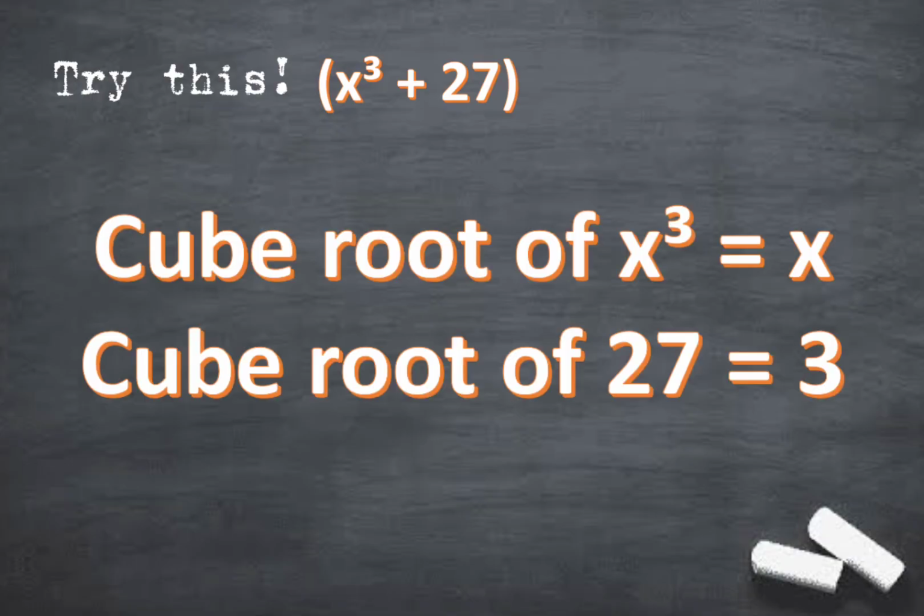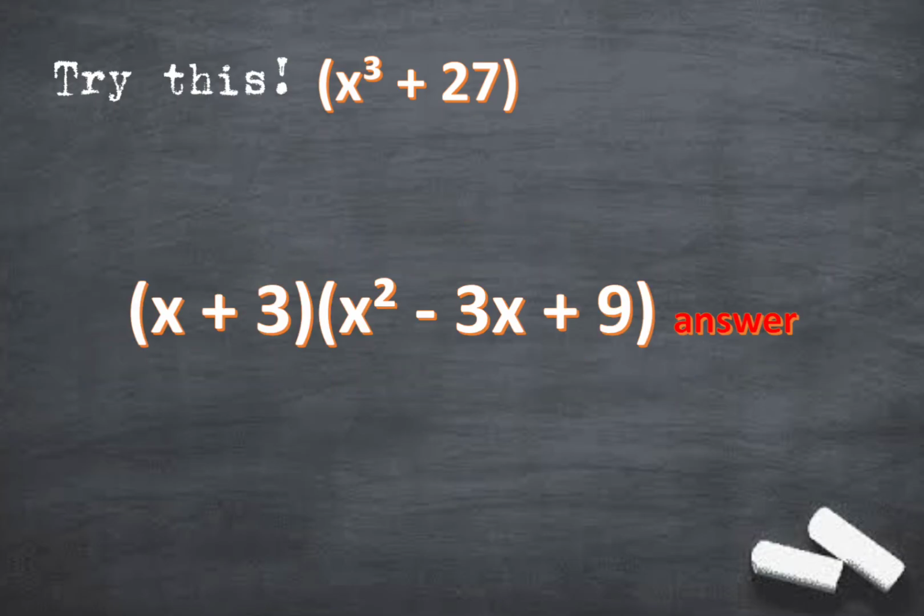Let us check. Both terms are perfect cubes. The cube root of x cubed is x, and the cube root of 27 is 3. With this example, a is equal to x and b is equal to 3. And then we write the factored form. Let us do substitution and perform the necessary operations. Hence, we get x plus 3 multiplied to x squared minus 3x plus 9.